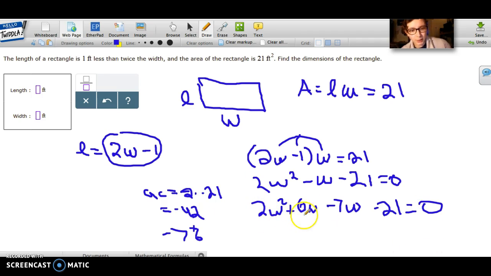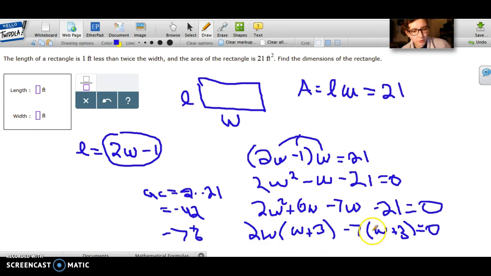Now we can solve this by grouping. So 2W squared and 6W have 2W in common. And that leaves us with W plus 3. And then negative 7W and negative 21 have a negative 7 in common. And that also leaves us with W plus 3. So now we can take a W plus 3 out of both of these terms and do that over here. So that gives us 2W minus 7 all times W plus 3.